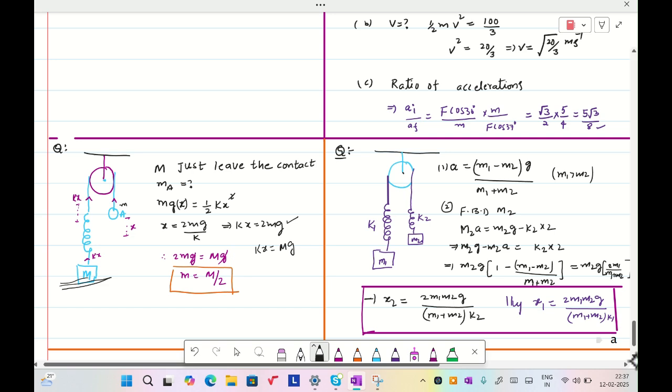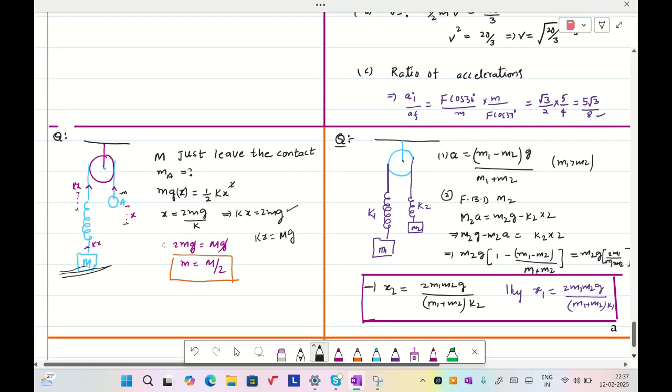Similarly this problem also, but here these two blocks are suspended with different k values. So this spring will extend by x1 and this spring will extend by x2. Both displacements are not the same. If the springs were not there, the displacement of m2 and m1 would be the same because accelerations are the same. But here the displacements of m1 and m2 are different because of the spring constants.